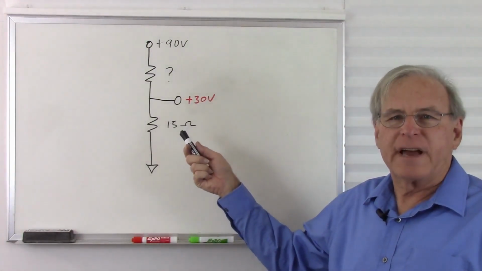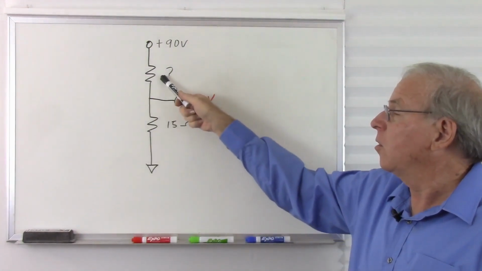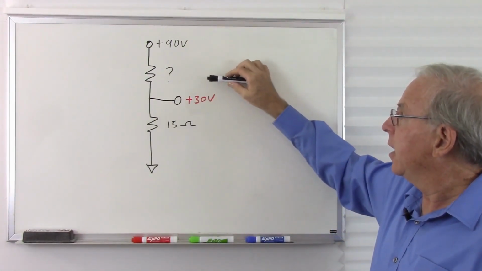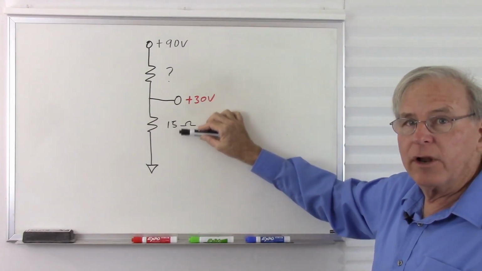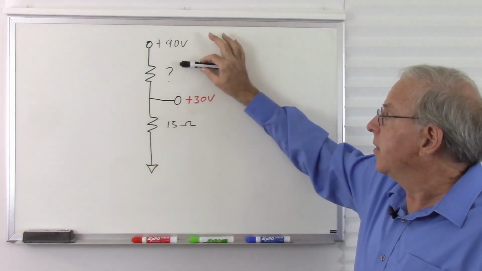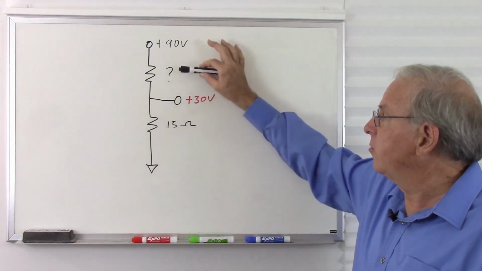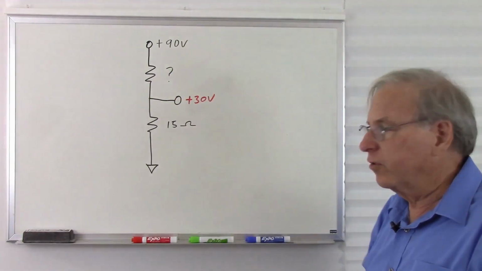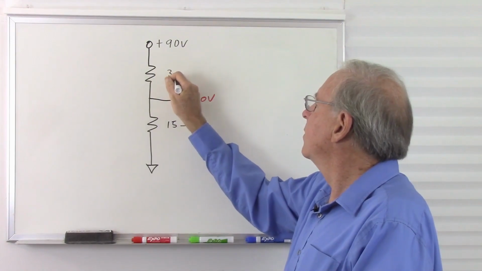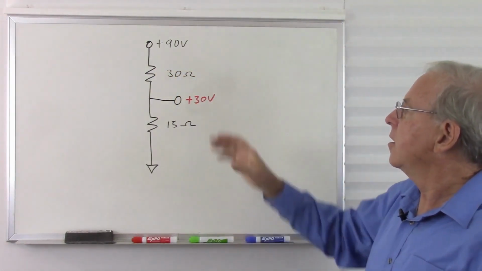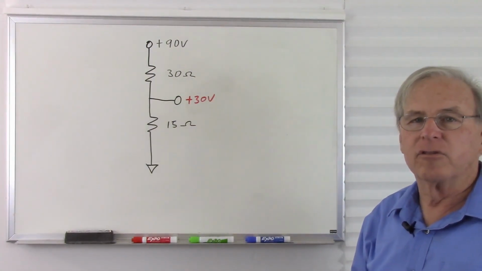That may have gone by a little fast. So let's try this again. We have 90 volts and 30 volts and a 15 ohm resistor. What is that resistor? Well, this is 1/3 of our voltage. That therefore must be 1/3 of our resistance. So this resistor must be twice the value of that resistor. So 1/3 and 2/3, so that must be a 30 ohm resistor. So we have 60 volts and 30 volts, adds up to 90 volts, satisfying Kirchhoff's voltage law.